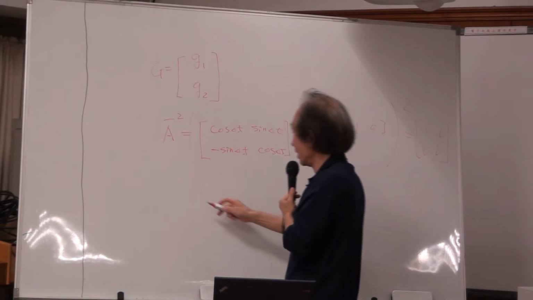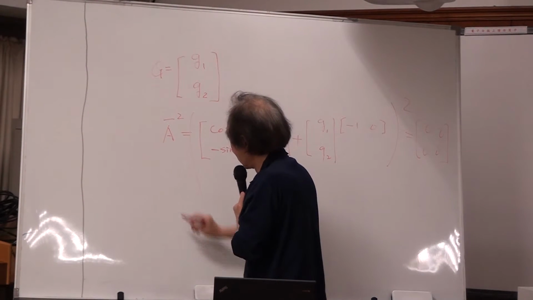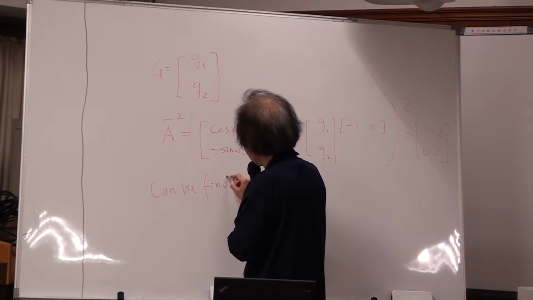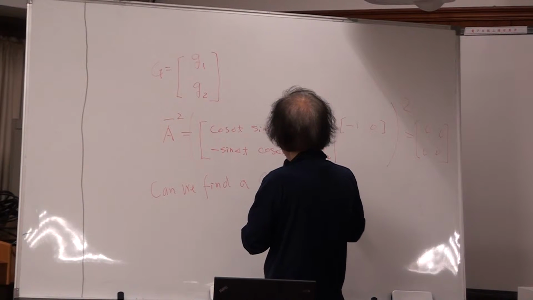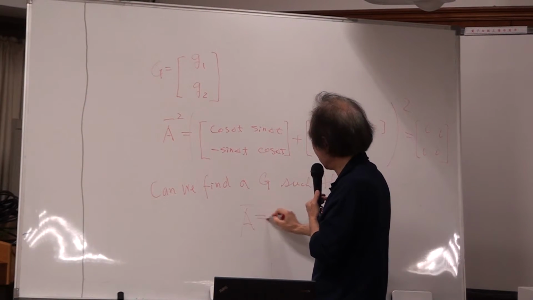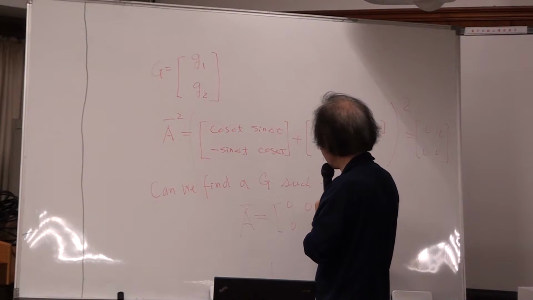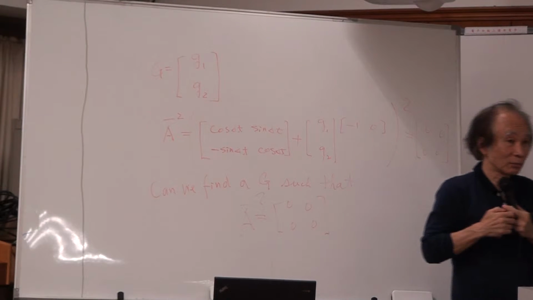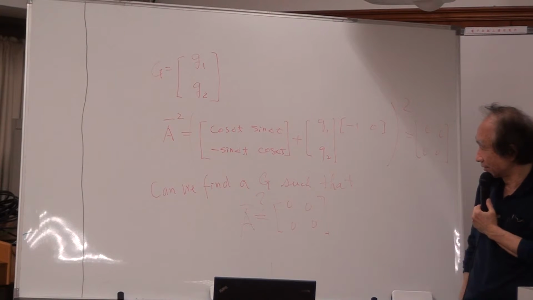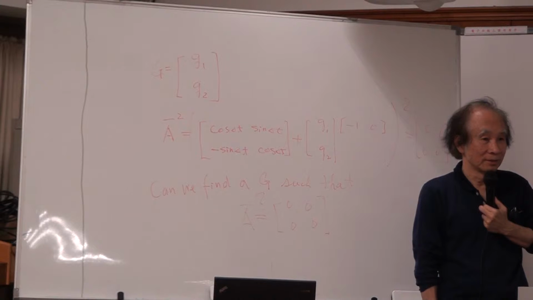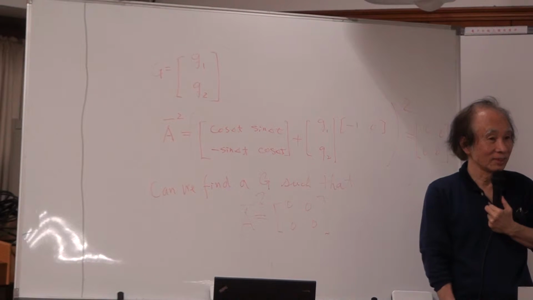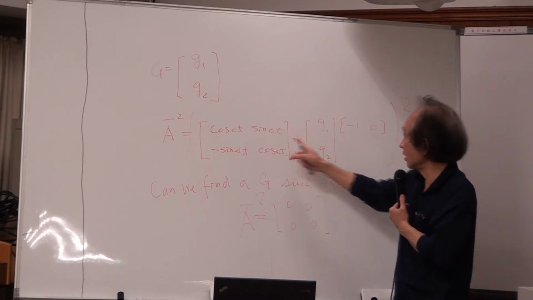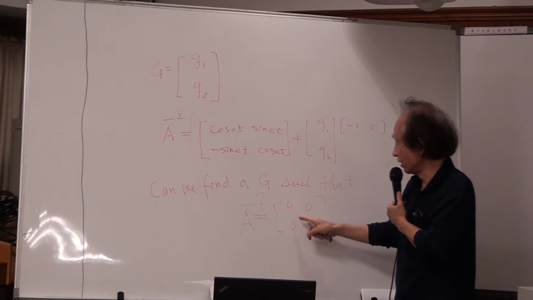Now the question is, can we find a G such that A bar equal to 0, 0, 0, 0? Okay? Now A bar square, I say A bar. That's even better, right? If I could do that. Is it possible? Oh, it's possible. You can just sub in here, see if you can find a G1, G2 such that A bar equal to 0.